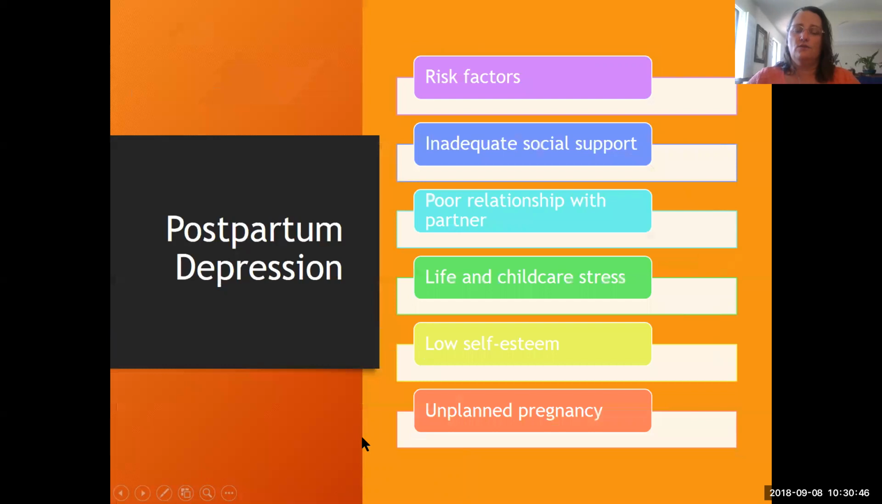So some risk factors for postpartum depression are if they've been depressed before, if they have a history of anxiety, if they don't have good social support, if they have a lot of life or childcare stress, low self-esteem, maybe they didn't plan this pregnancy, maybe they're not in the relationship with their partner anymore. So these all put a woman at risk for postpartum depression.